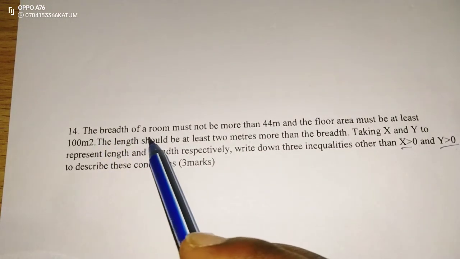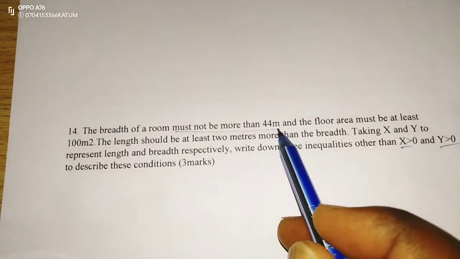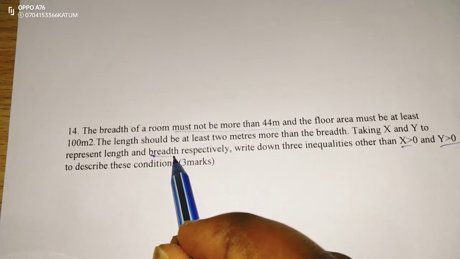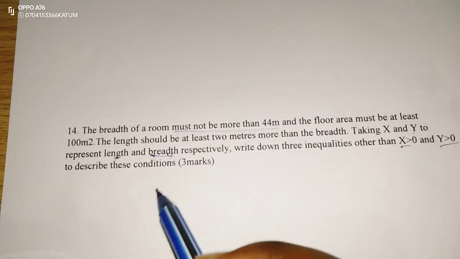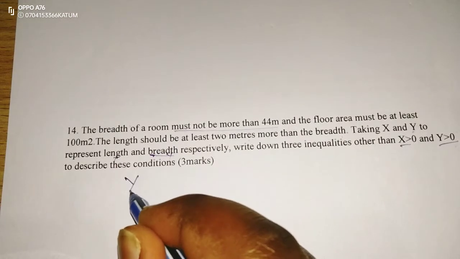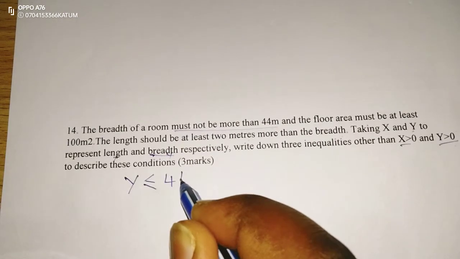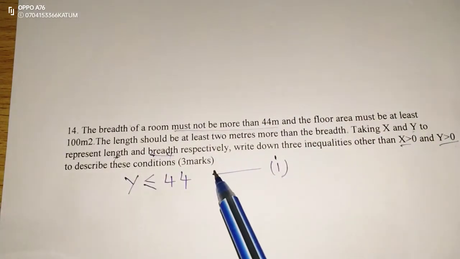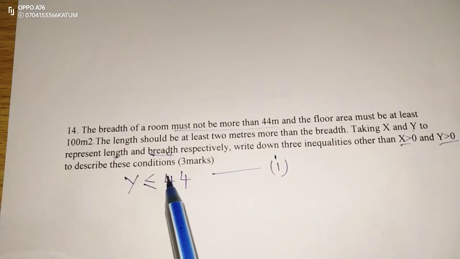The breadth of a room must not be more than 44, and breadth is the width, which we are letting to be y, because x is for the length and y for breadth. So the breadth must not be more than 44. Therefore, y should be either 44 or less than 44. This is the first inequality. The breadth is supposed to be either 44 or below, because it must not be more than. So it should be either 44 or less.